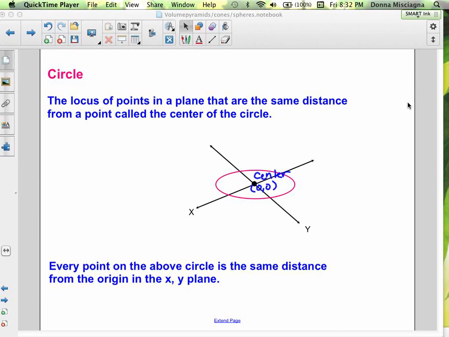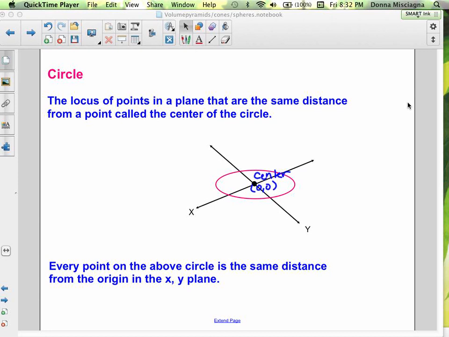Welcome to an introduction to spheres. So let's look at 2 dimensions and then we can talk about something in 3 dimensions. A circle is the locus of points in a plane that are the same distance from a point called the center of the circle. And we've been graphing circles, right?